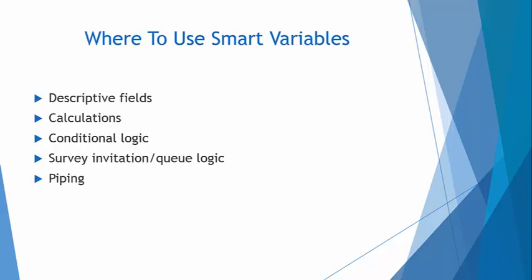Where can you use smart variables? You can use smart variables in lots of different places. You can use them in descriptive fields to simply provide information. You can use them to reference items in calculations or conditional logic. You can use them in your automated survey invitation logic or in your survey queue logic. And you can use them to pipe information into a particular field. This includes piping information into the @default action tag so that the default value is whatever was listed in a previous event or a previous form.